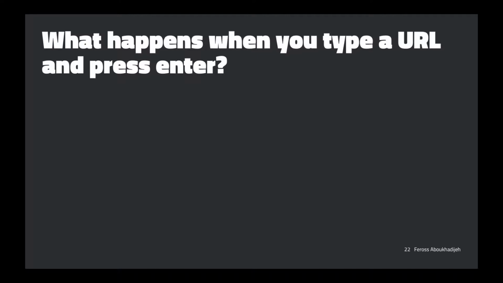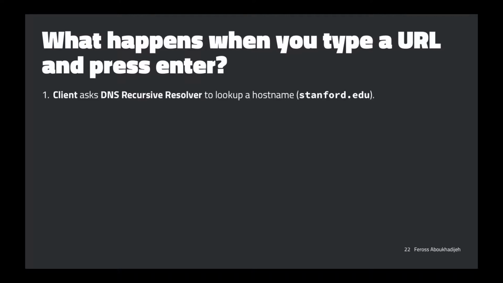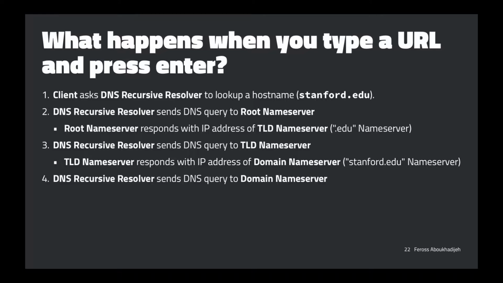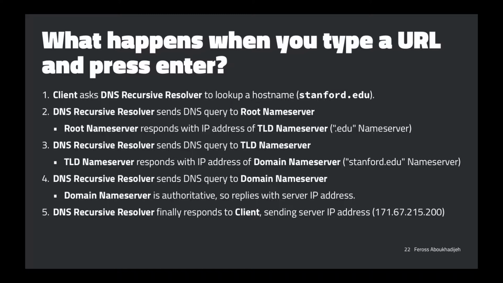So now we have at least a partial initial answer to the question, what happens when you type a URL in? We talk to this recursive DNS resolver. It's going to go and talk to the root name server, which responds. Then the recursive resolver follows up with the TLD name server, which responds. And then we go again until we hit the Stanford server, which finally can respond with the IP address.